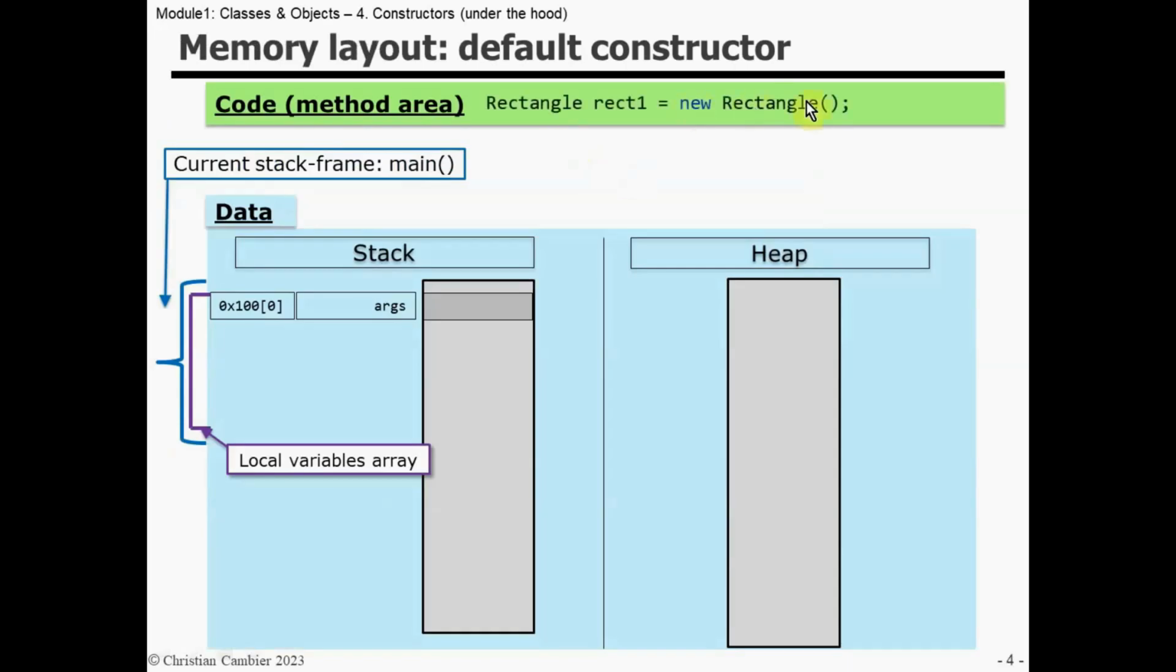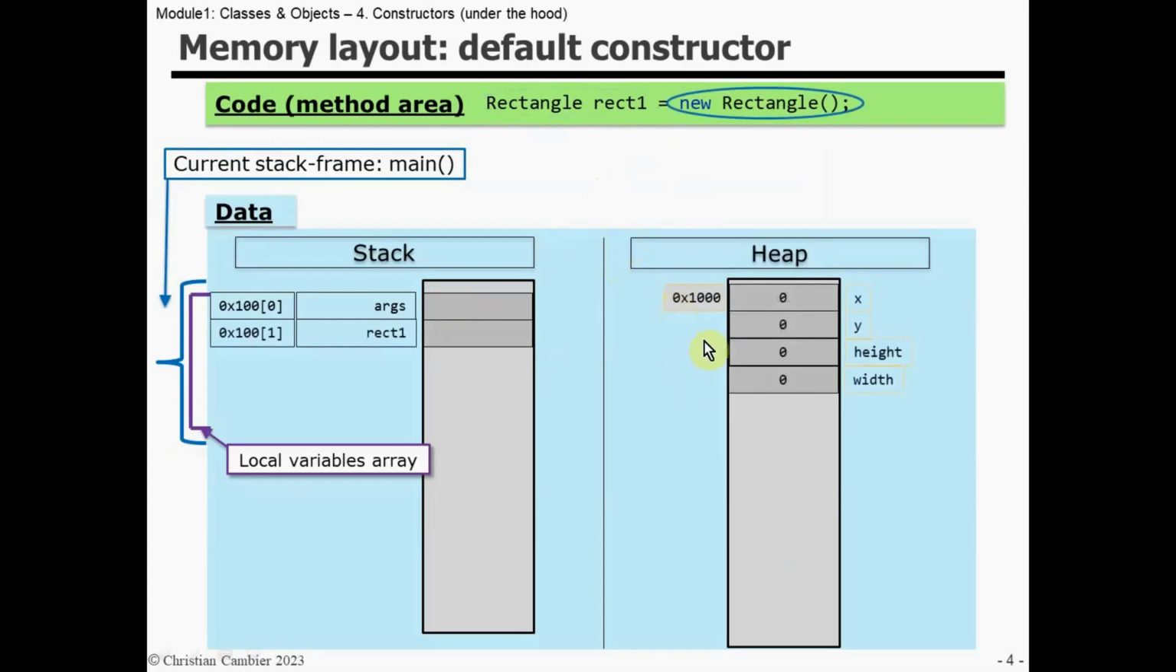So we create a new object, new rectangle. Now we have seen this in the previous under the hood videos, but there'll be a slight difference. The first part is the same. First of all, the declaration of rect1 allocates space on the stack. Then new rectangle creates an object on the heap with its default value, but then, and here's the difference, in previous videos we assigned the address of the object to rect1, but we skipped the actual details of the creation and initialization of an object.